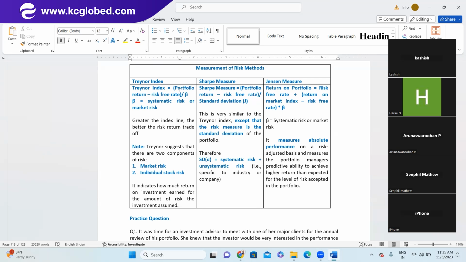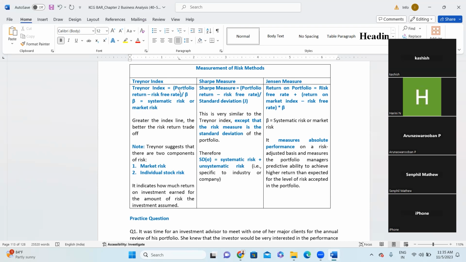Third is Jensen measure. Jensen measure: return on portfolio is equal to risk-free rate of return plus return on market index minus the risk-free rate of return multiplied by beta component, right? Beta is again systematic risk or market risk. So it measures absolute performance on a risk-adjusted basis and measures the portfolio manager's predictive ability to achieve higher return than expected for the level of risk accepted in the portfolio, right? Any doubt on any of these three models?